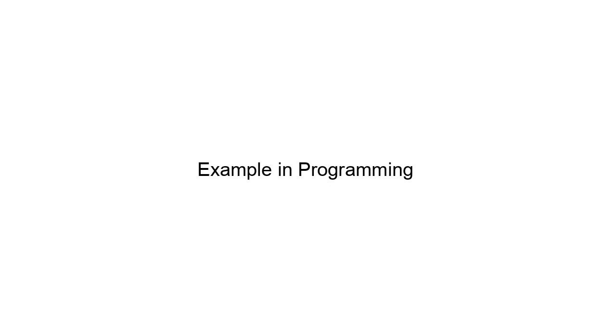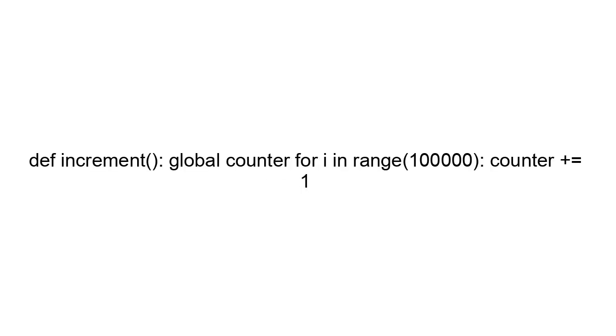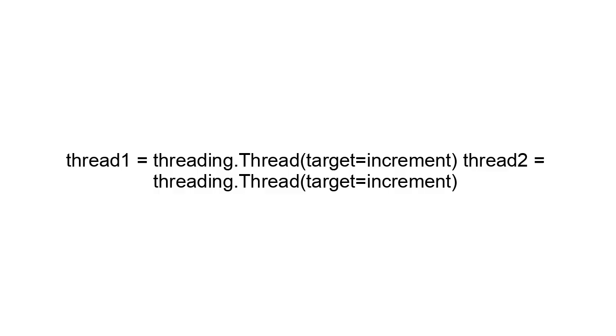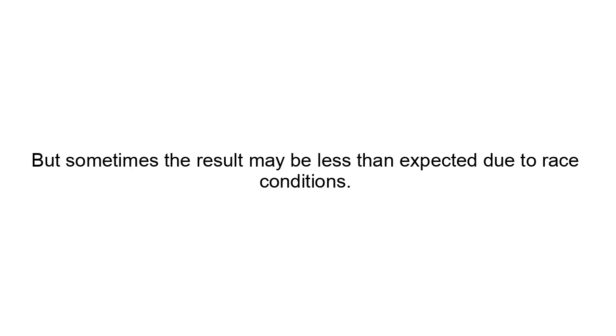Example in programming. Example in Python, simplified. Import threading. Counter equals 0. Def increment, global counter, for i in range 100,000: counter plus equals 1. Thread1 equals threading.Thread, target equals increment. Thread2 equals threading.Thread, target equals increment. Thread1.start, Thread2.start, Thread1.join, Thread2.join, print counter. Expected result: 200,000. But sometimes the result may be less than expected due to race conditions.